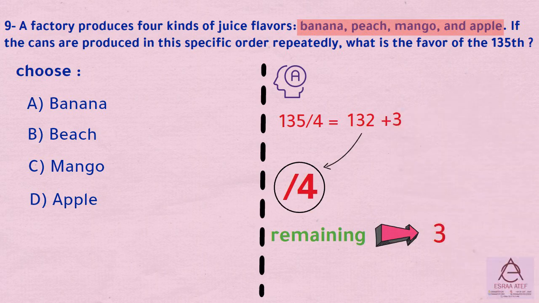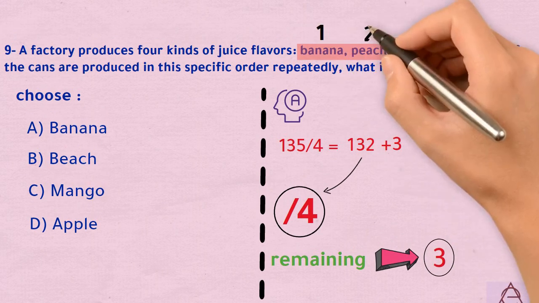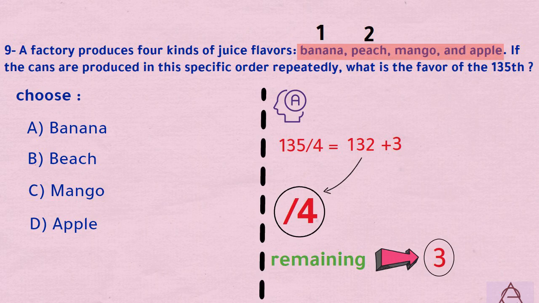The 3 means the remaining number is the number of the flavor after the 135th can. So the first flavor is banana, the second flavor is peach, and the third flavor, number 3, is mango. So the correct answer is mango.